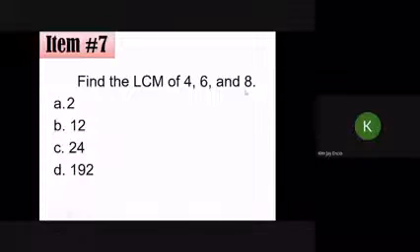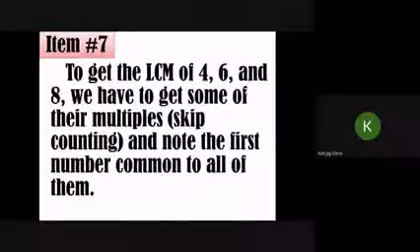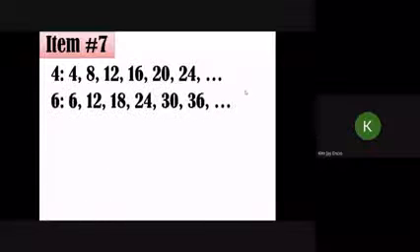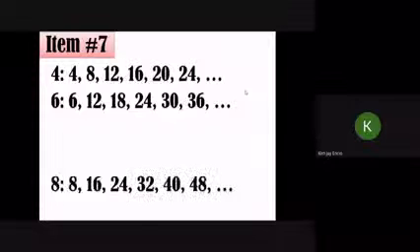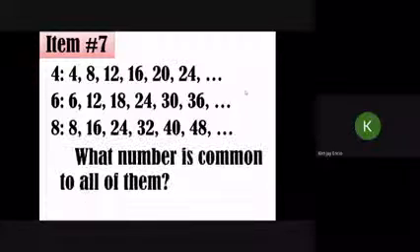There are many ways of doing this, and one way is, of course, by listing some multiples. In my case, I listed multiples of 4 as 4, 8, 12, 16, 20, 24, and so on. For 6, that's 6, 12, 18, 24, 30, 36, and so on. For 8, that's 8, 16, 24, 32, 40, 48, and so on. Now, what number is common to all of them in their multiples? You could see, okay, 24, 24.